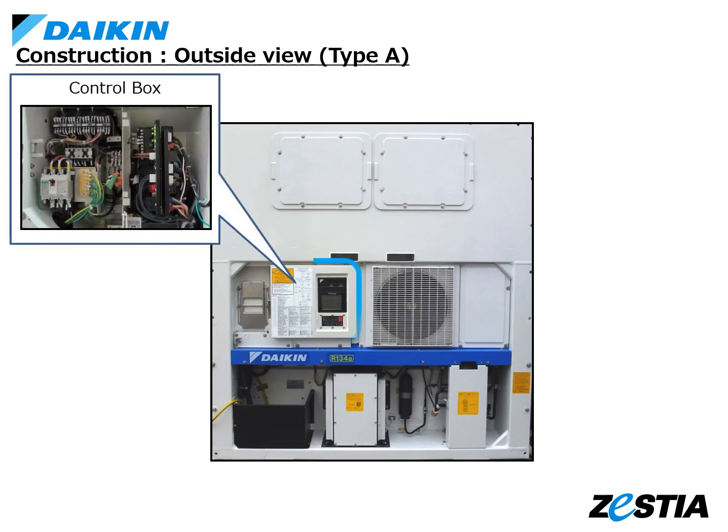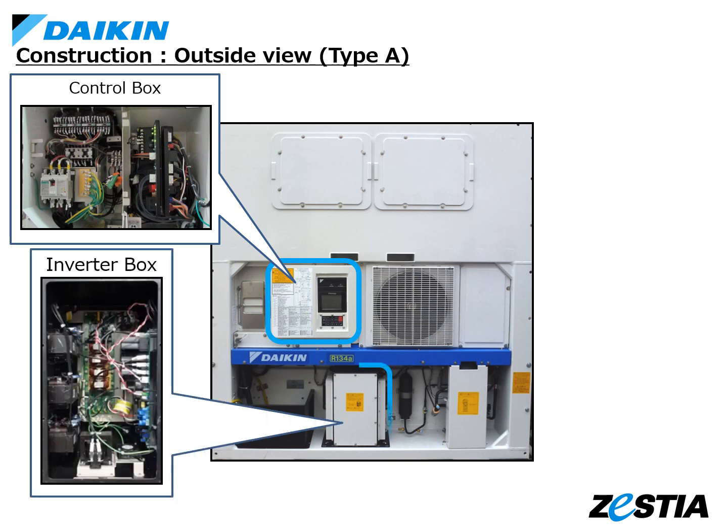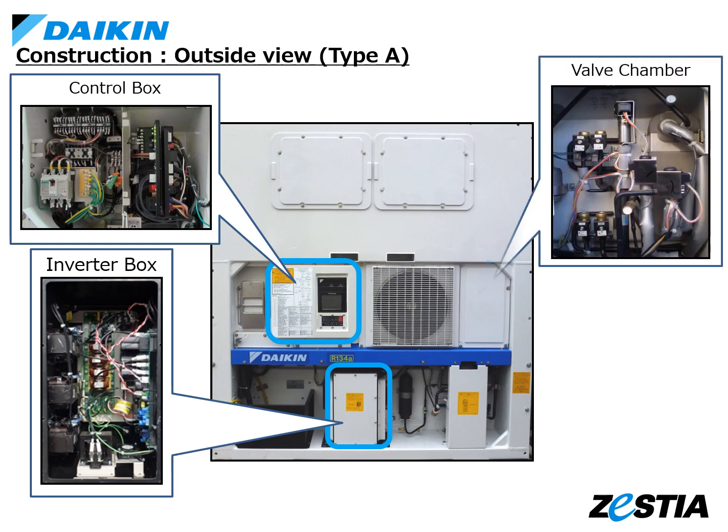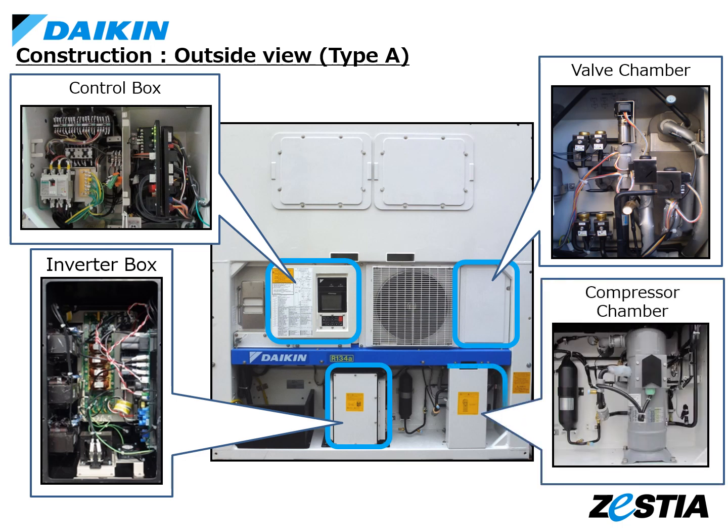This is a control box containing the main electrical components. This is an inverter box that contains components related to inverter control. This is a valve chamber containing mainly valves related to the control of the refrigeration unit. This is a compressor chamber that contains the components that control the refrigeration unit.